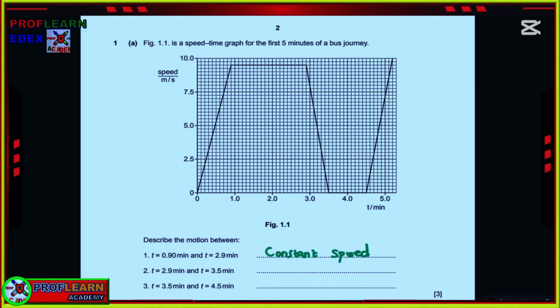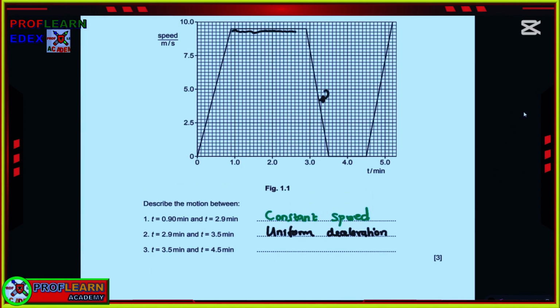We also need to describe the motion between 2.9 and 3.5, and this basically represents uniform deceleration. This section represents uniform deceleration, and the section from 3.5 to 4.5 represents stationary, or at rest.